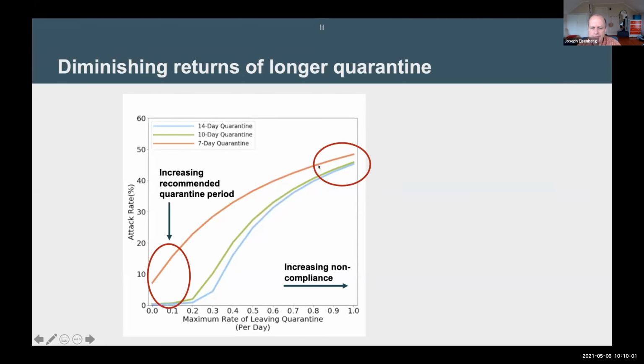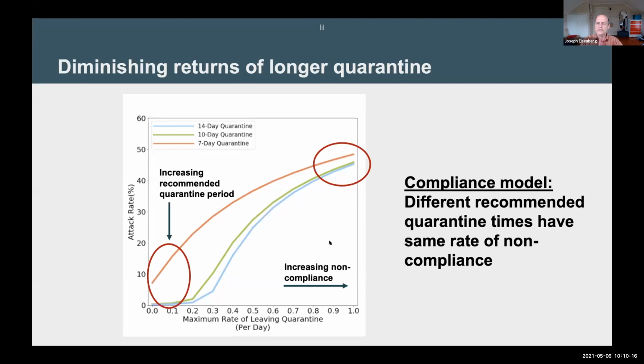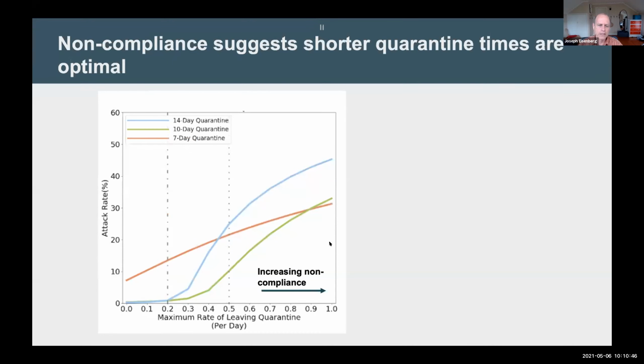As we decrease compliance, moving to the right, we see diminishing returns again with respect to the benefits of a 10 and a 14-day quarantine, even compared to a 7-day quarantine period. So again, this model is one in which the different recommended quarantine times have the same rate of non-compliance. If we remember in that last graph, the slope of non-compliance as you increase the amount of time you're in quarantine is the same. So we see this diminishing return phenomenon as we increase our recommendation for quarantine time.